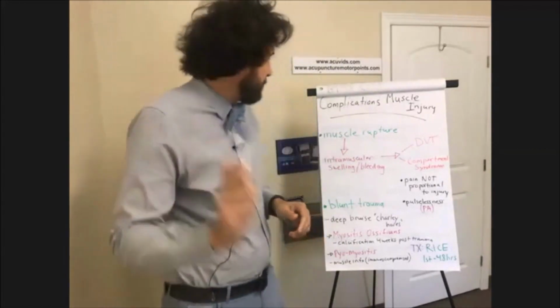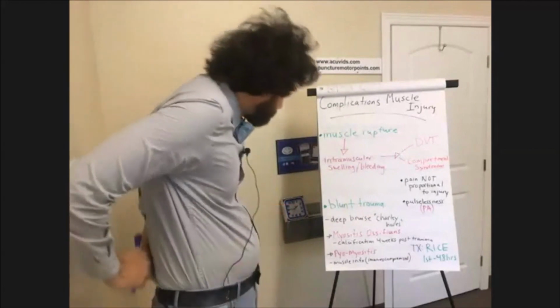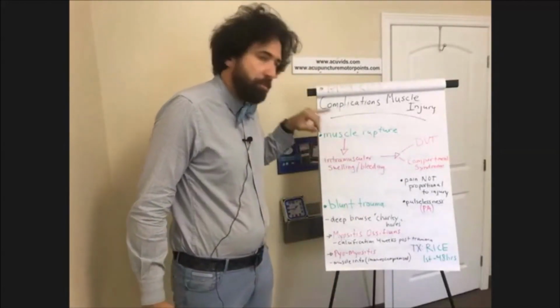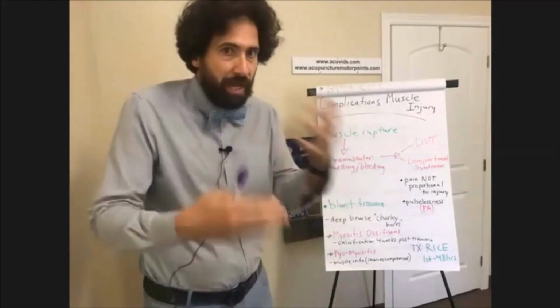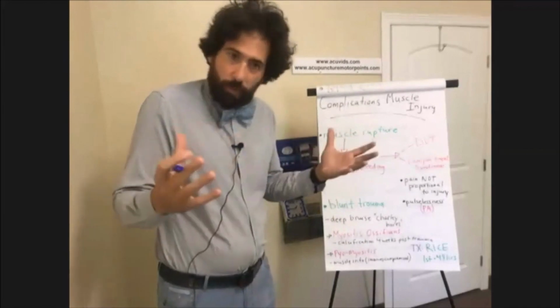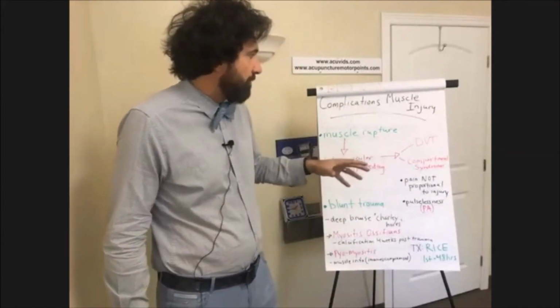Complications of muscle injury. This is pretty interesting. Let's say we get a muscle rupture. What happens in a muscle rupture, a muscle tear? This is the progression. We get intramuscular swelling and bleeding, okay? And then potentially what this can morph into is what?